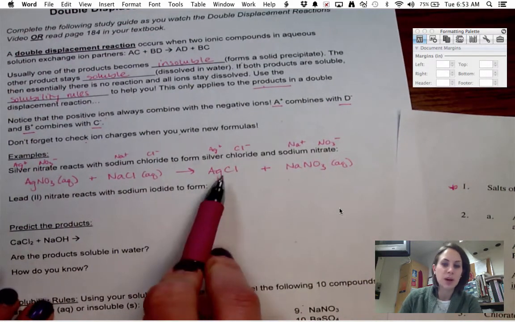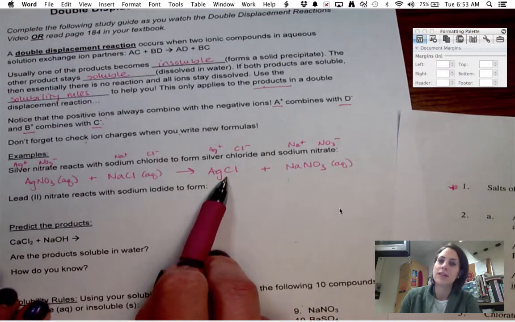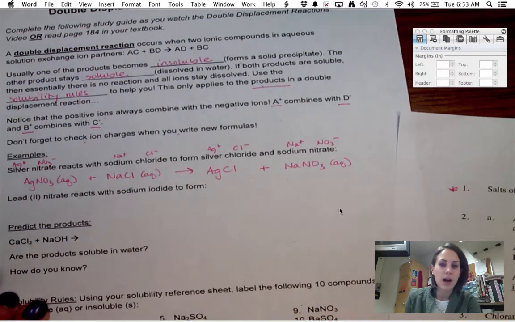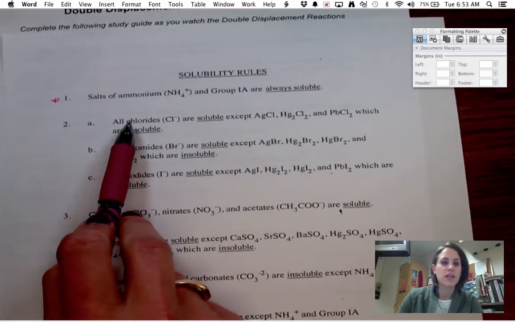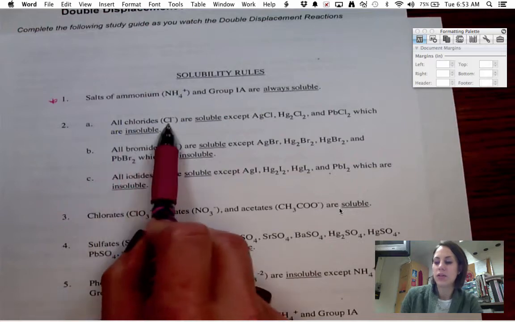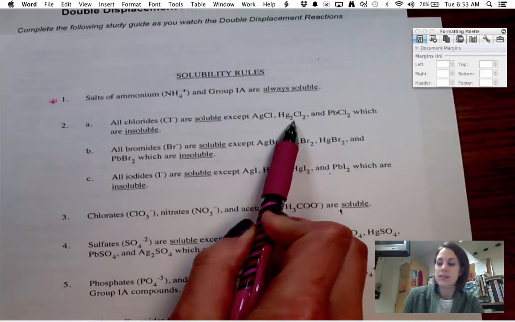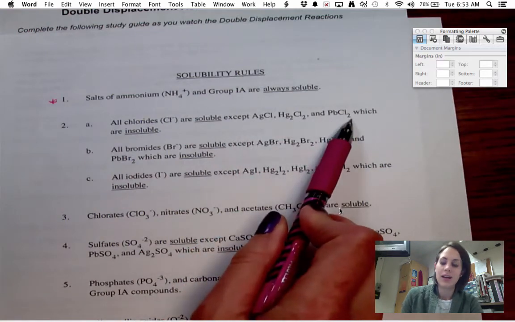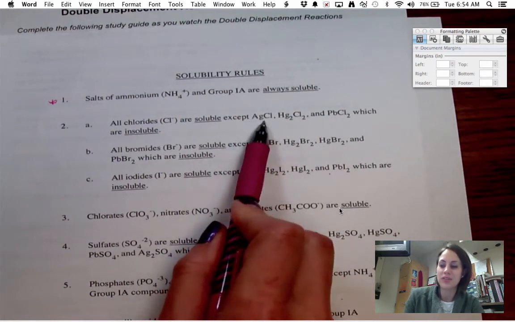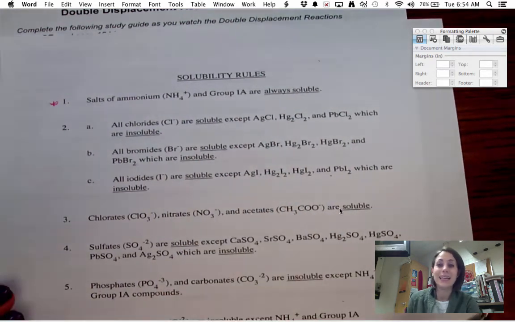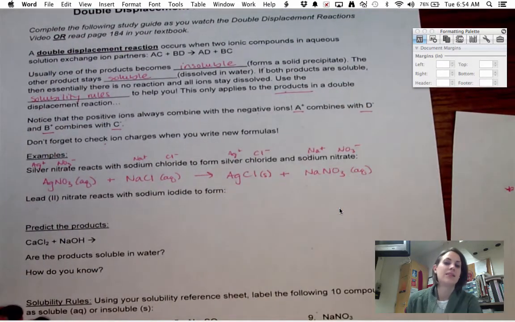Okay, now don't use process of elimination and automatically assume that silver chloride is your solid, because it might not be. But let's look it up on your solubility rules just to be sure. The second rule down talks about chlorides, and it tells me that chlorides are soluble except for these three: silver chloride, mercury chloride, and lead chloride. Silver chloride was one of the products that I just made, and so it's an exception to this rule, which means it will be insoluble. I will put an S next to the AgCl.